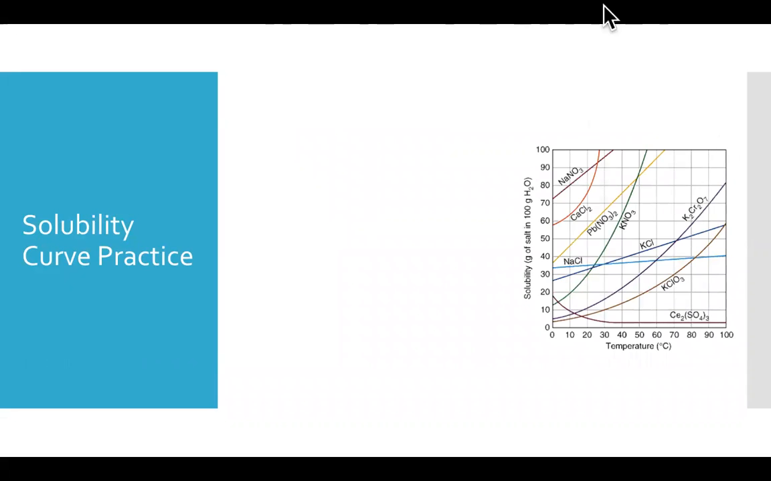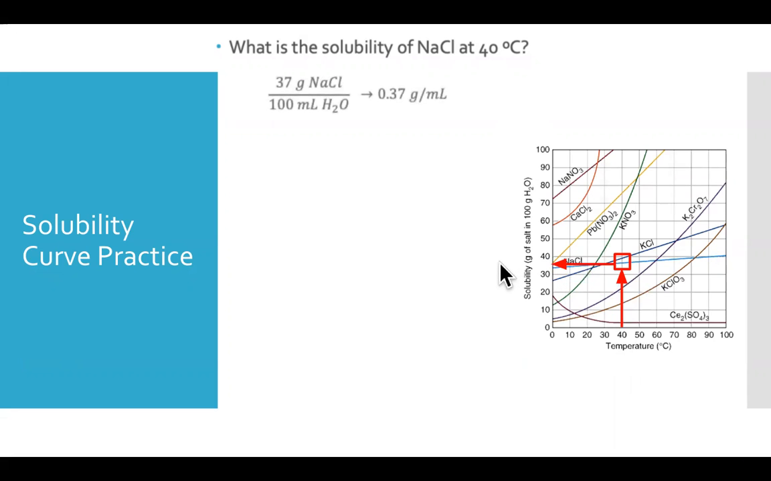Let's do a little bit of practice using a solubility curve. So we'll start with a simple problem. What's the solubility of NaCl, sodium chloride, at 40 degrees Celsius? So I've drawn here 40 degrees Celsius up to where it hits the sodium chloride line, and we see that it is around 35, 36, 37 grams per 100 milliliters. So the solubility is 0.37 grams per milliliter.